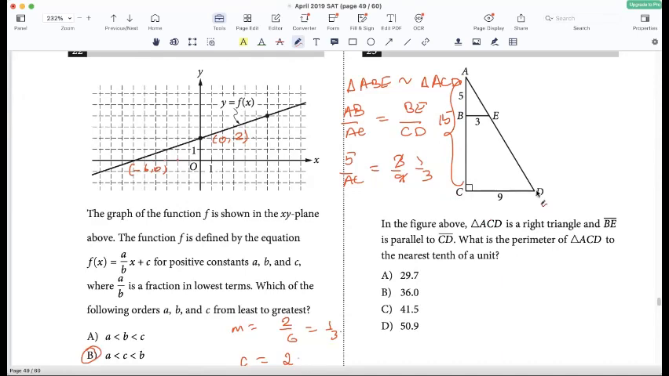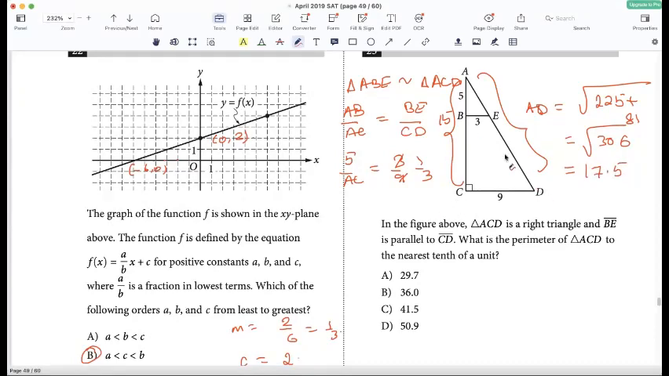Now, if AC is 15 and CD is 9, then AD will be, by Pythagoras theorem, the square root of 15 squared plus 9 squared, which is the square root of 306, right? So let's find that out. The square root of 306 is 17.5. So what is the perimeter of triangle ACD? 15 plus 9 plus 17.5. So that's 41.5.